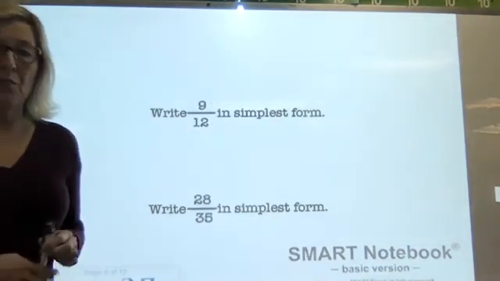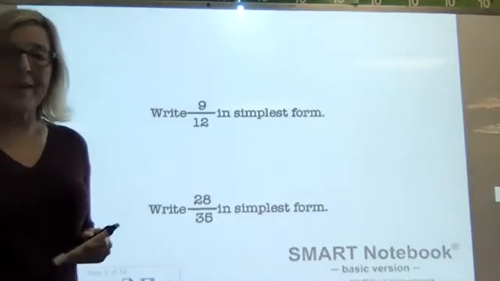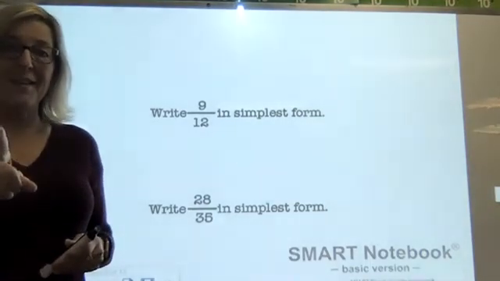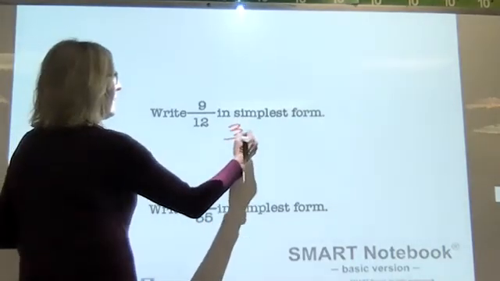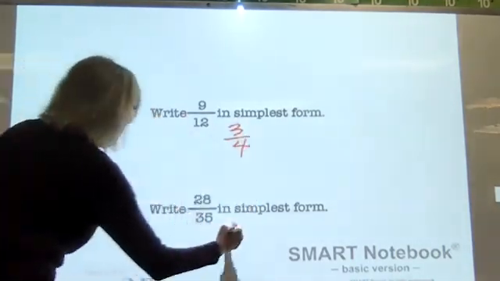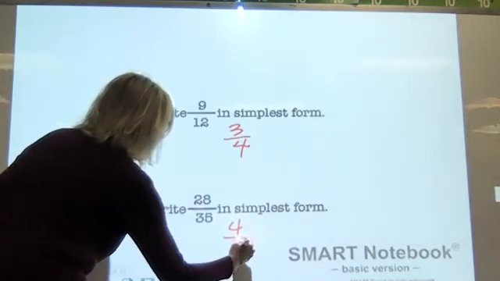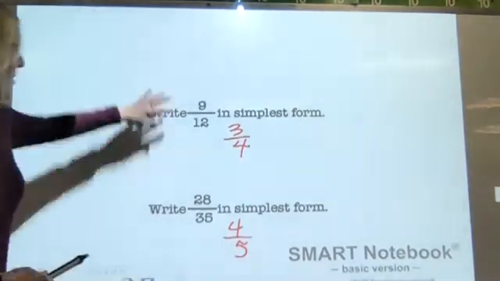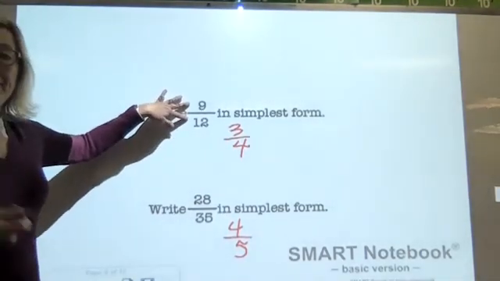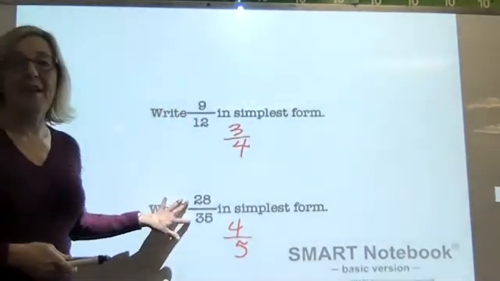All right, what about these two? 9/12 and 28/35. Pause the video, simplify them, and come back. Is this what you got? That's what I got. Greatest common factor here is 3. Greatest common factor here, 7.